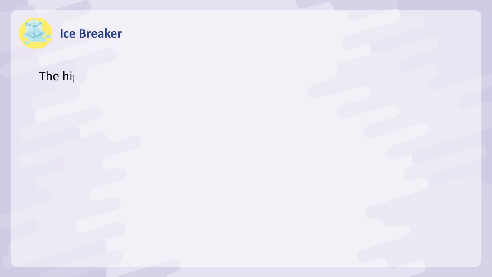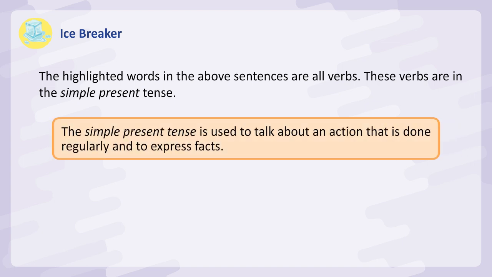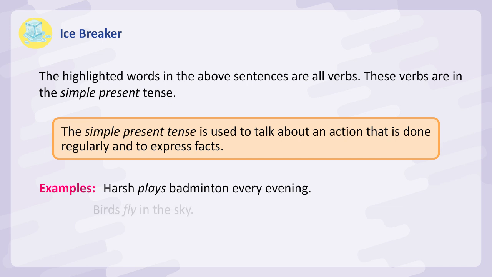Icebreaker. The highlighted words in the above sentences are all verbs. These verbs are in the simple present tense. The simple present tense is used to talk about an action that is done regularly and to express facts. Examples: Harsh plays badminton every evening. Birds fly in the sky.